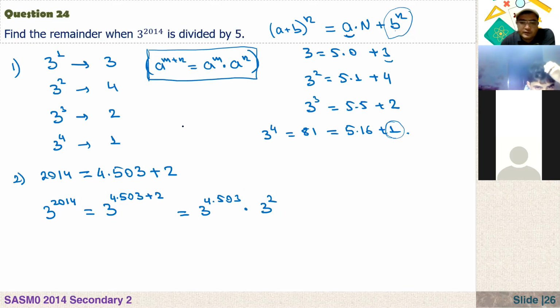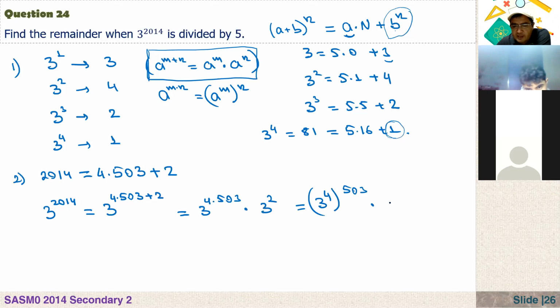Yeah. Very good. So now I'm just separating this. And also, I'm just going to use this one: a to the power of m times n is the same thing as a to the power of m, and then to the power of n. So now I can write this one as 3 to the power of 4, and to the power of 503, times 3 squared.